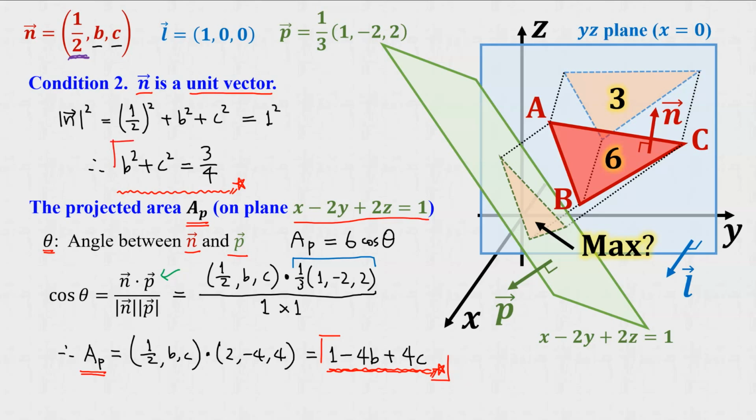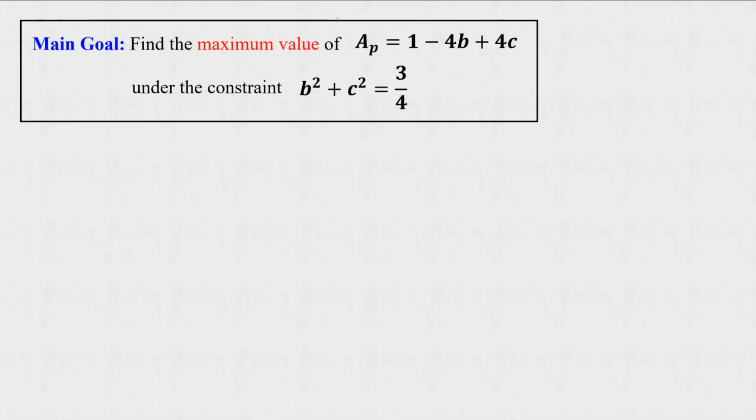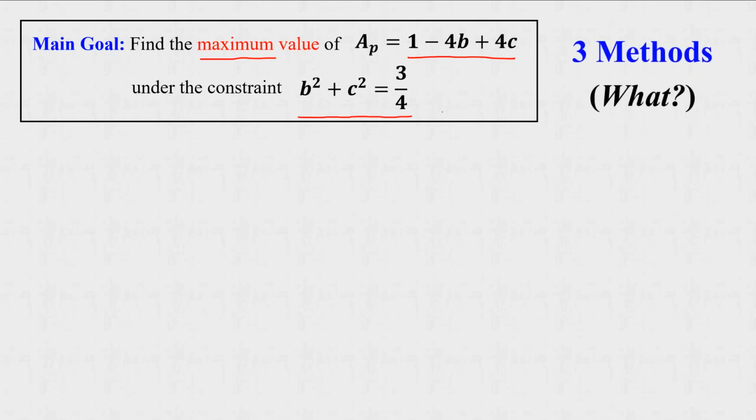Also, we have this condition for b and c. Therefore, the main goal of this problem can be stated like this. We want to find the maximum value of 1 minus 4b plus 4c when b and c are constrained by the condition b squared plus c squared equals 3/4. And I will show you 3 different methods to do that. Yeah, not 1, not 2, but 3 methods.